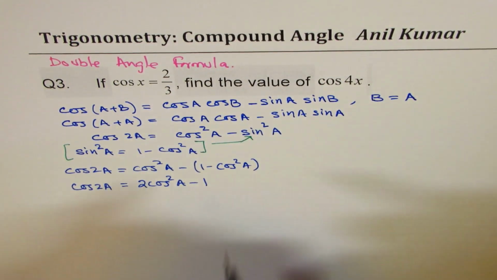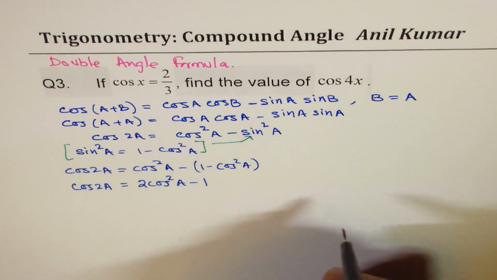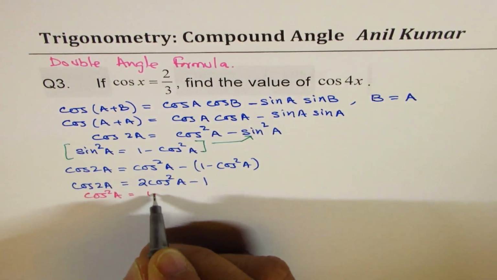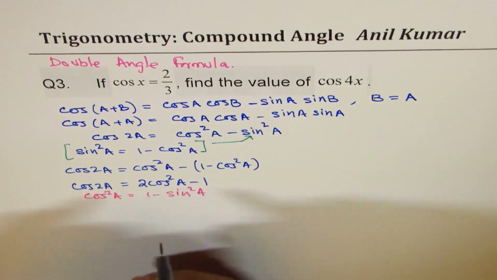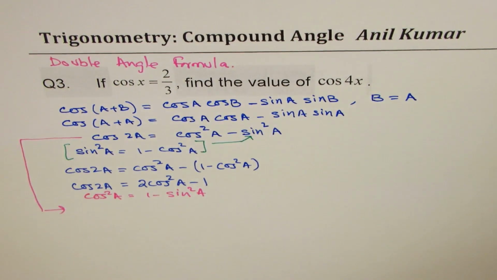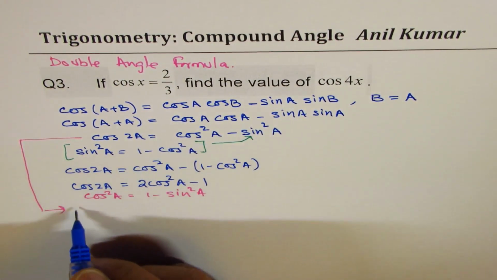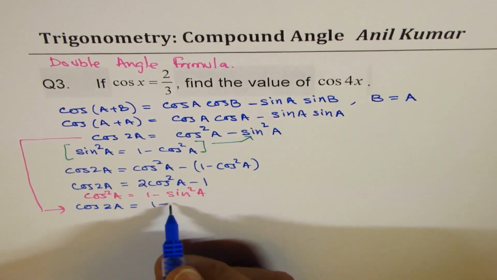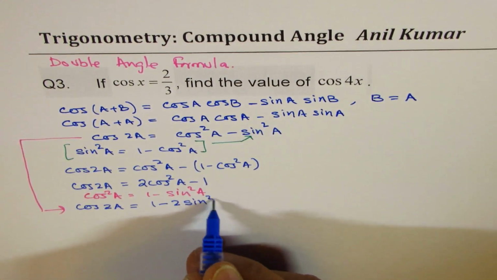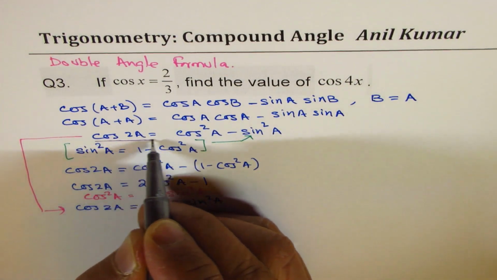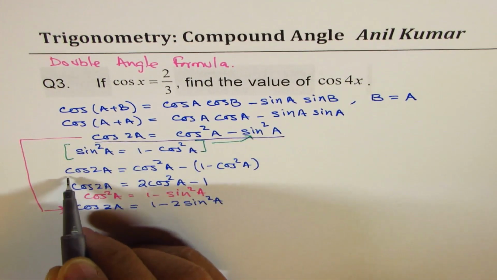Now, I could have done a substitution saying cos square a equals 1 minus sine square a. In that case, let's get back to this now. In that case, I could have got cos 2a as equals to 1 minus 2 sine square a, correct? So these are important formulas. So we have basically three formulas for cos 2a.